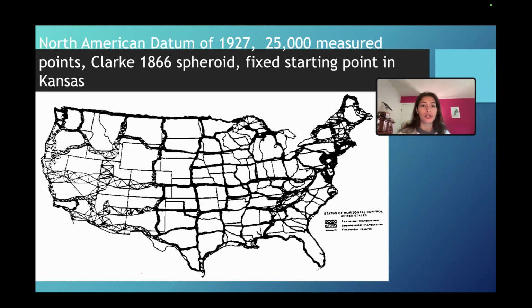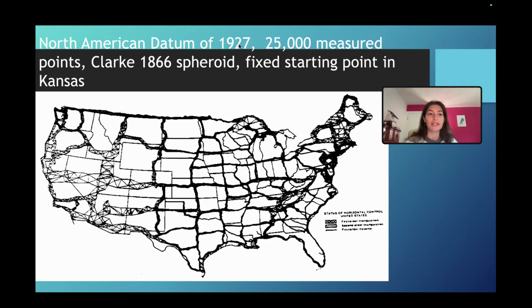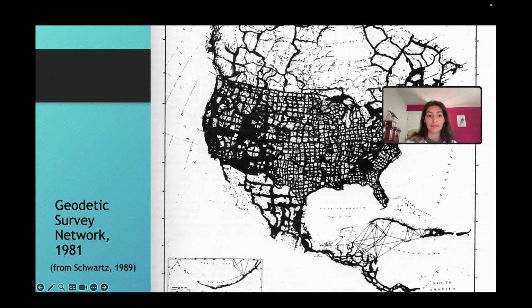So this here shows you NAD 27. This is 25,000 measured points. This is based off of the Clarke 1866 spheroid, with the fixed starting point being in Kansas. So you can see all of these measured points all around the United States. This is the 1981 version, or the Geodetic Survey of 1981.